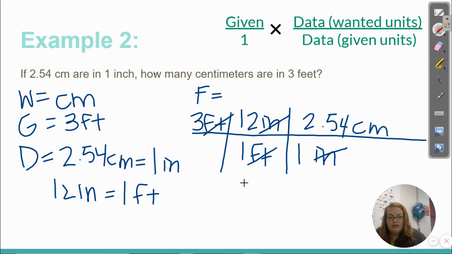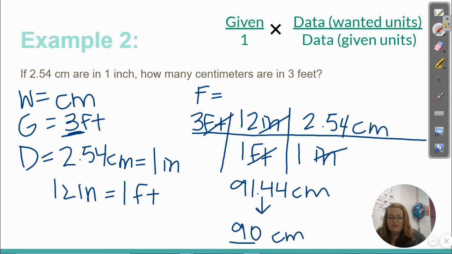So my unrounded answer is 91.44 centimeters. Okay, and we're going to look at our given to see how many significant figures we need. We just need 1. So this is going to become 90 centimeters. What's your final answer?